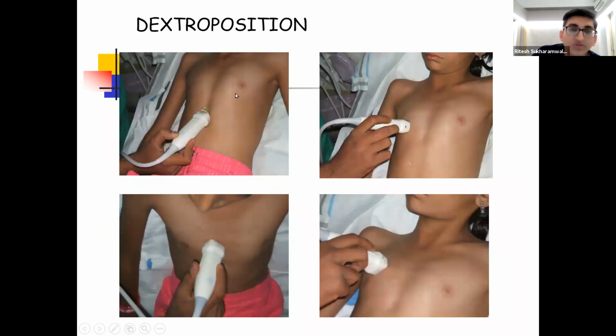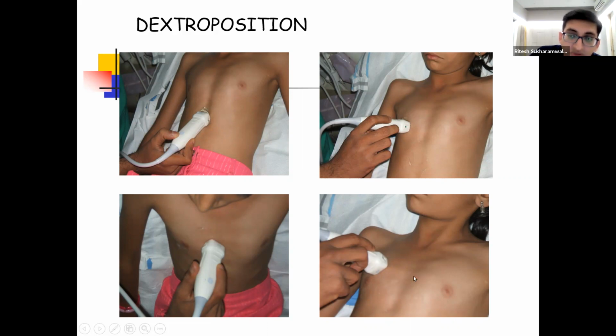Now coming to dextroposition, the heart is the same as the normal heart, but instead of the heart being in this position, the whole heart is in this position. So the subcostal view is going to be the same. The apical view is just shifted from this point to this point. Because the long axis of the heart is the same, instead of putting the probe here, you just slide the probe a little bit to this side, and it will give you the long axis view.